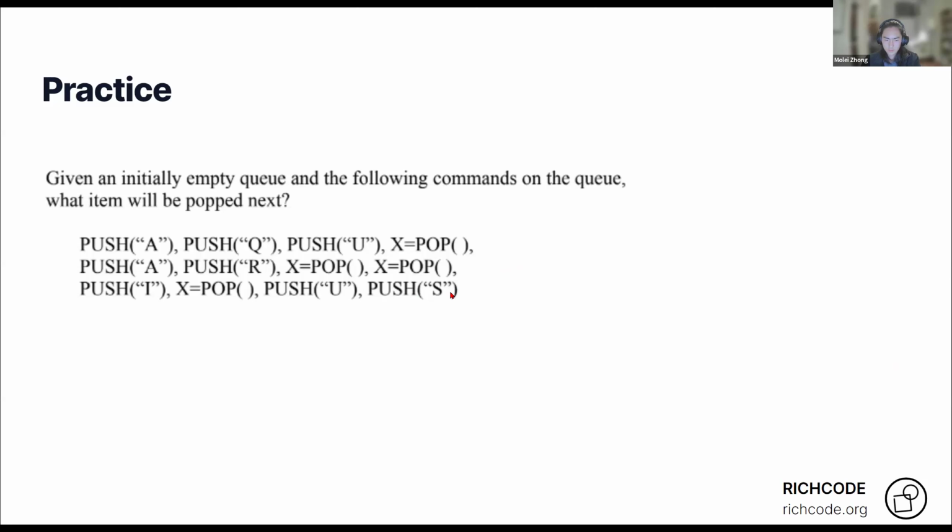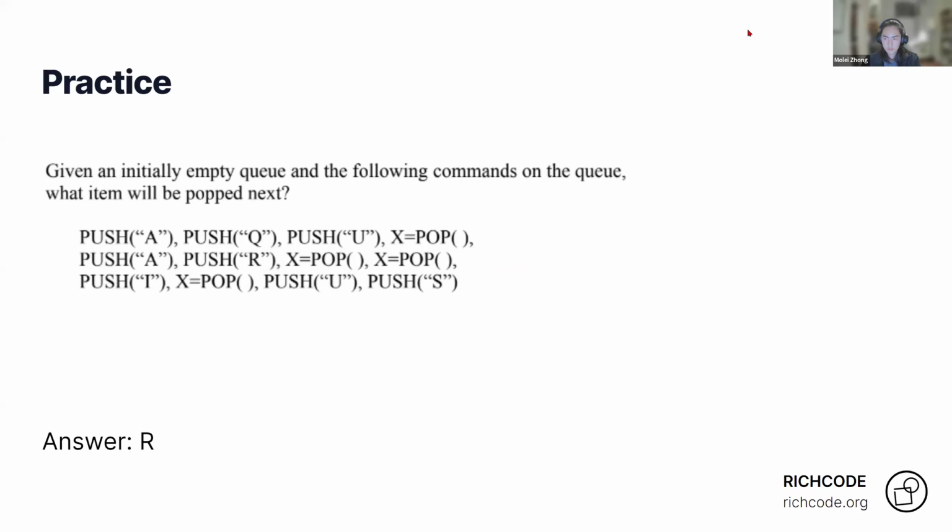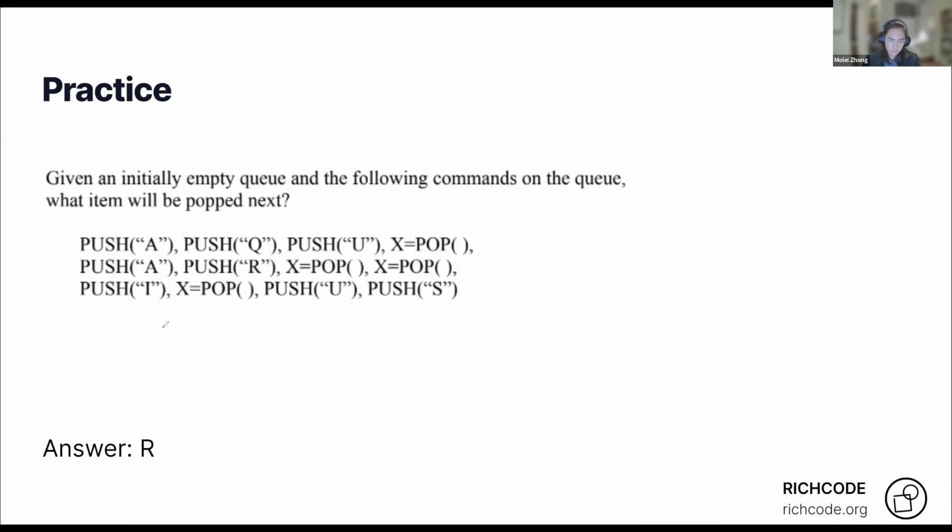Okay, let's look at the answer. It is R. Good job, guys. Let's just do the counting method, which is way faster. X equals pop. So there's 1, there's 2, there's 3, and there's 4. So now we just count through the pushes, which is 1, 2, 3, 4, and the next one is R.